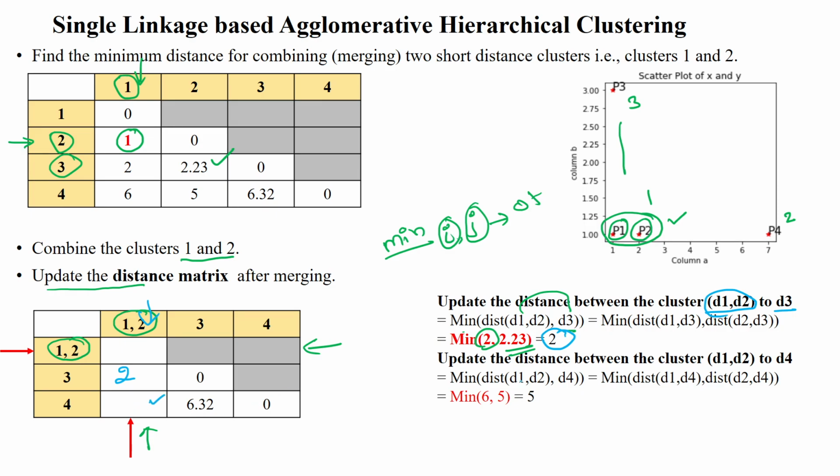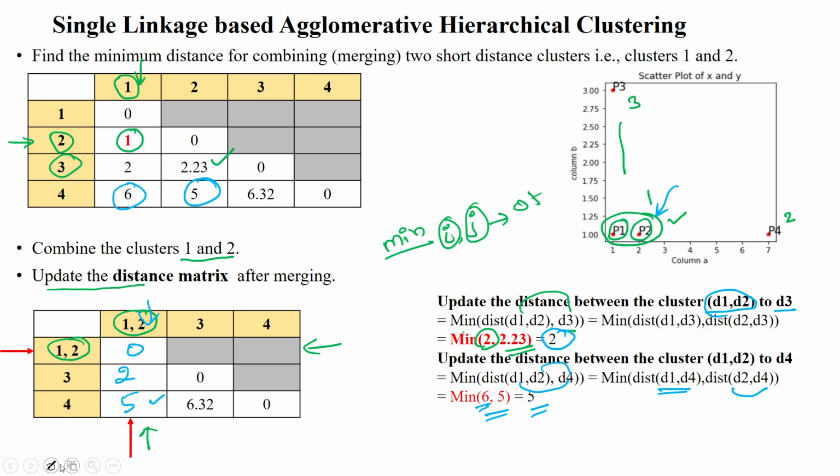So we will calculate D1 to D4. That distance here is 6, this one, and D2 comma D4 distance is here, we have to take that, 5. So we have to consider the minimum distance between 6 comma 5. 5 is the value, so 5 will be written here. The distance of the cluster 1 comma 2 to itself will be 0. So now we have calculated the updated distance matrix.